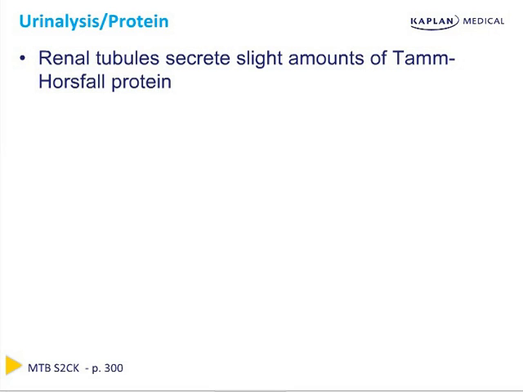One substance we're particularly interested in when we order a urinalysis is the presence of protein. Now, the normal kidney does secrete some protein normally. It's known as Tamm-Horsfall protein. The tubules secrete it, and so the finding of trace proteinuria on a dipstick could be a normal finding.